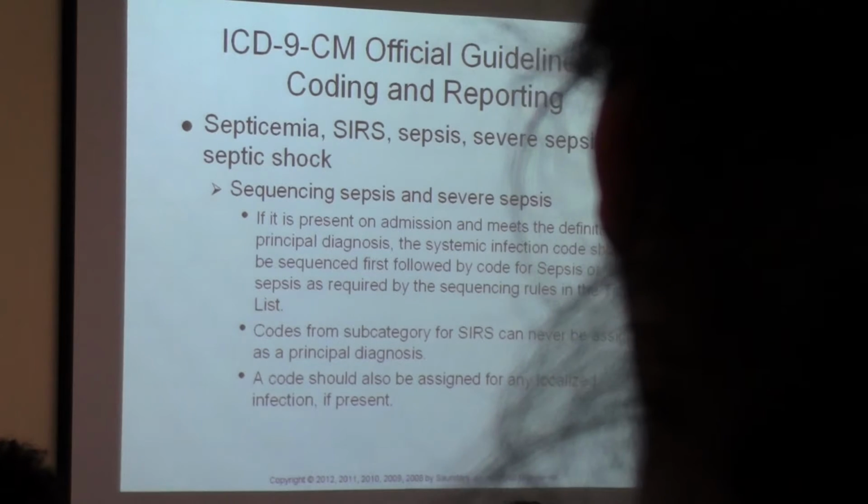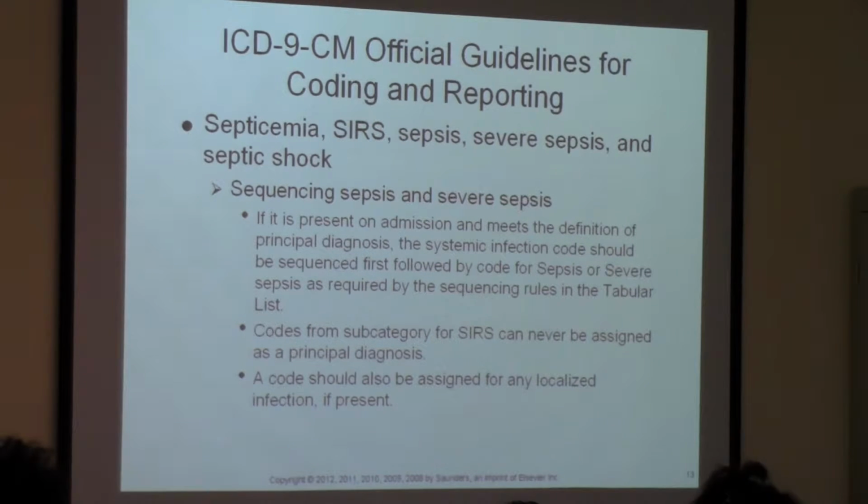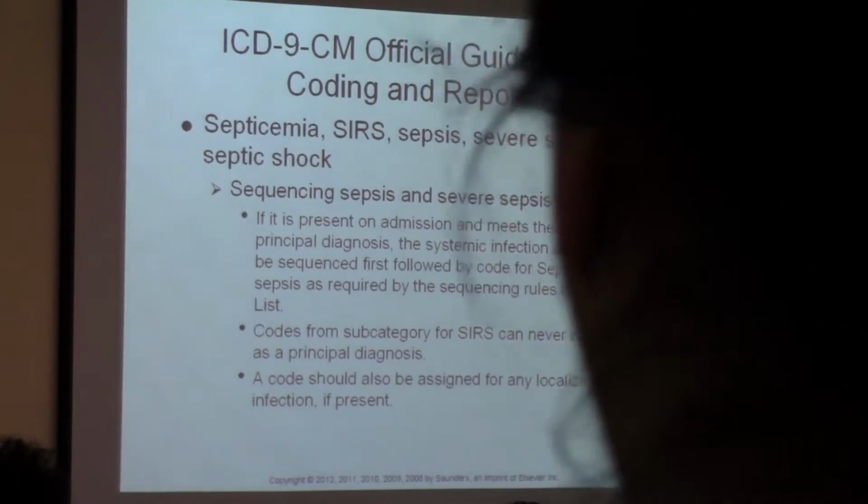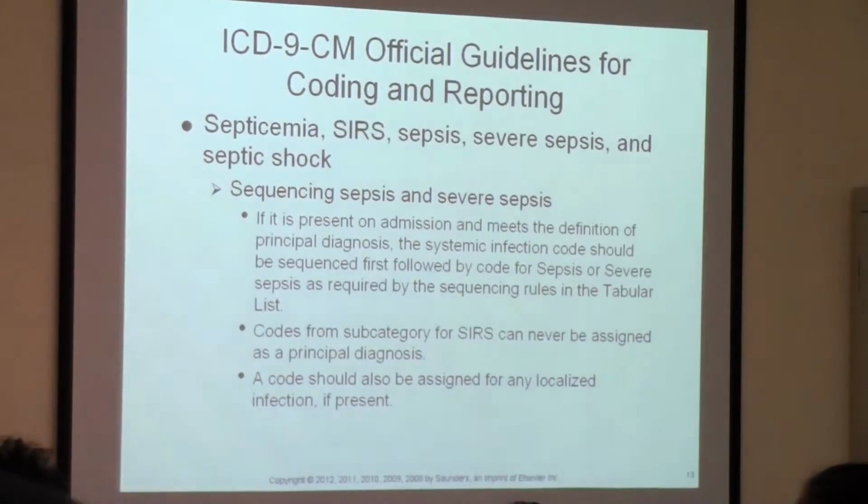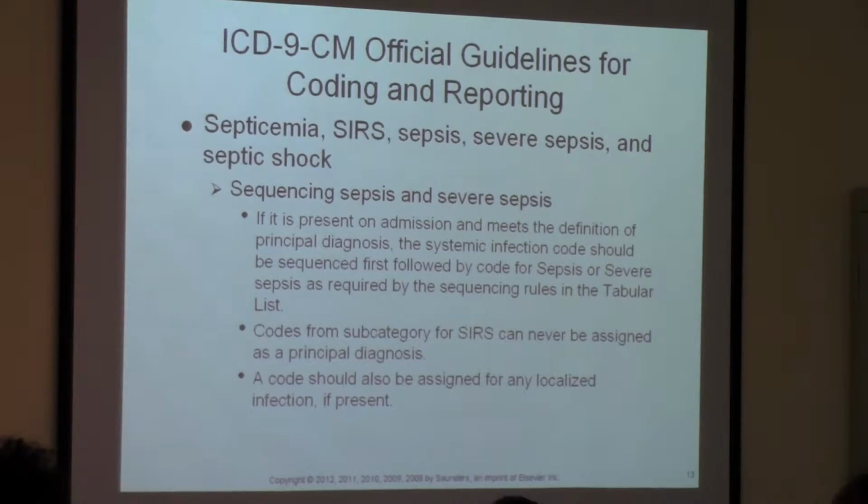The subcategory for SIRS can never be assigned as a principal diagnosis. So your subcategory, which is your 4th digit codes and your 5th digit codes, right? Your subcategory codes for SIRS are never listed as a principal diagnosis.